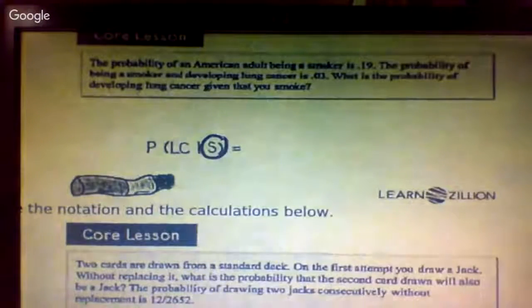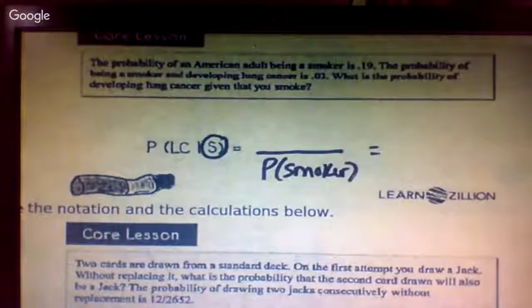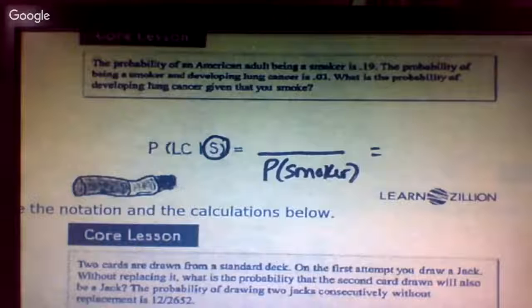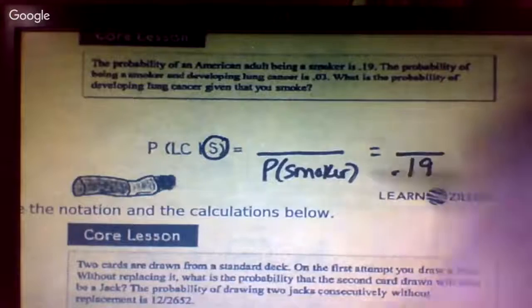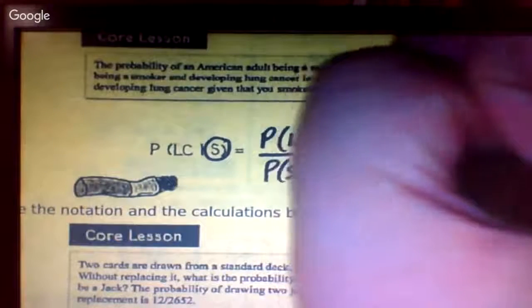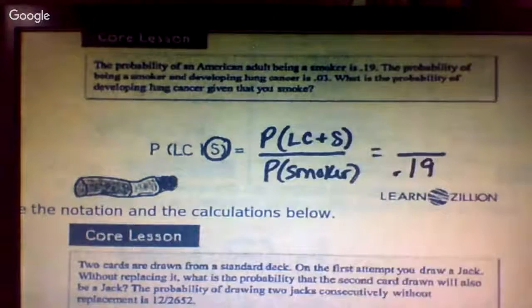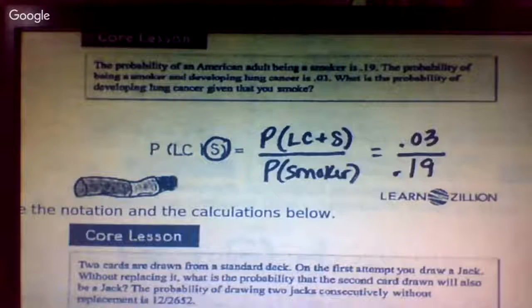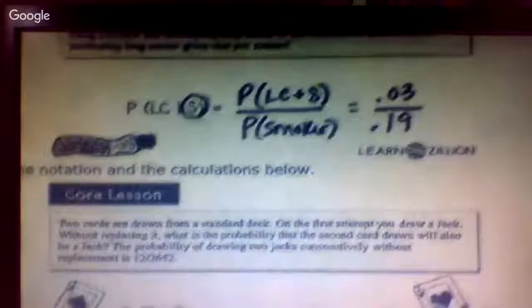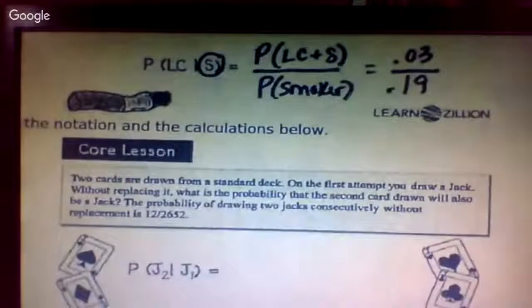Okay, again, the thing that comes second in here is the first condition that has happened. So I'm only looking at the smokers. So what's the probability of a smoker? 0.17. Of those smokers, how many also have lung cancer? 0.03. That's easy. That one's easy because they just give you the numbers, which makes it super easy.